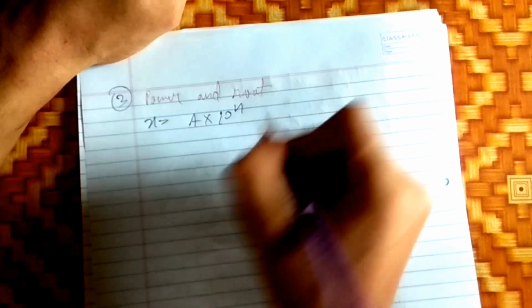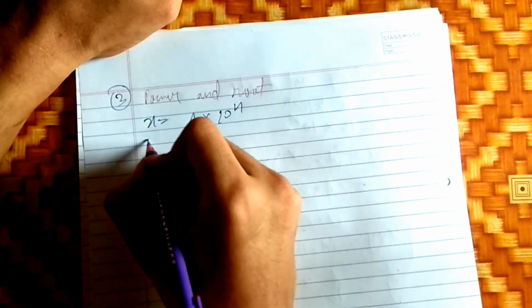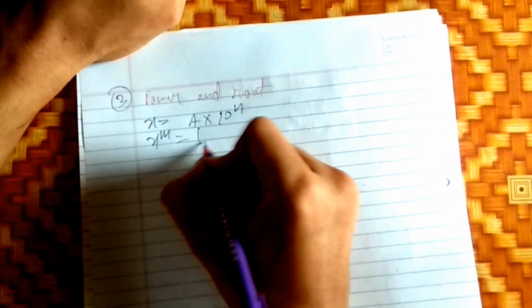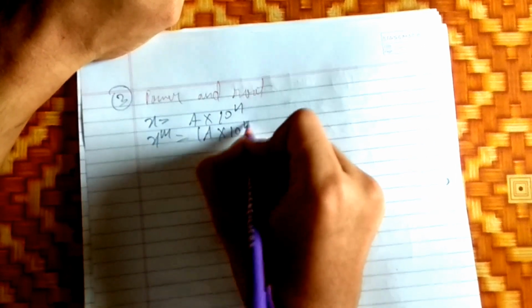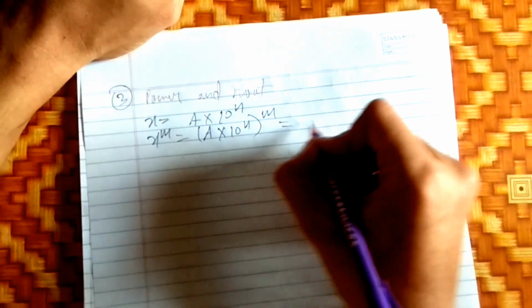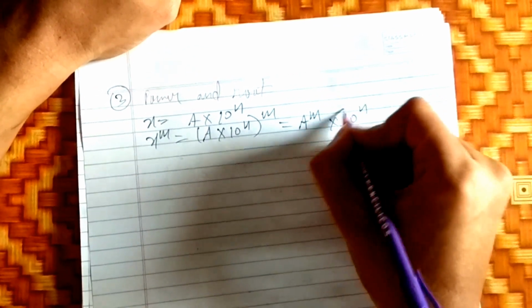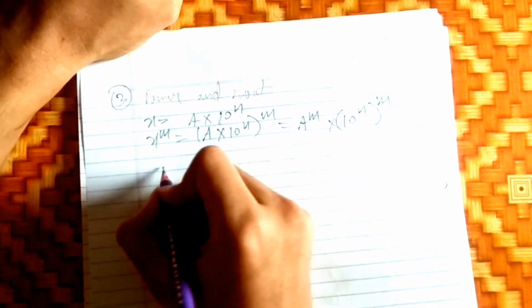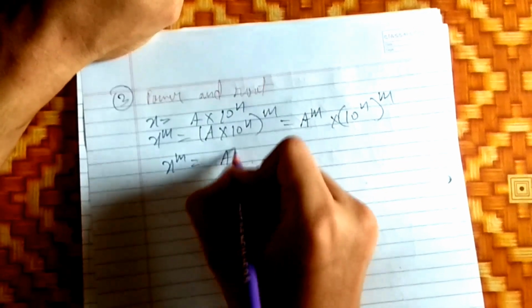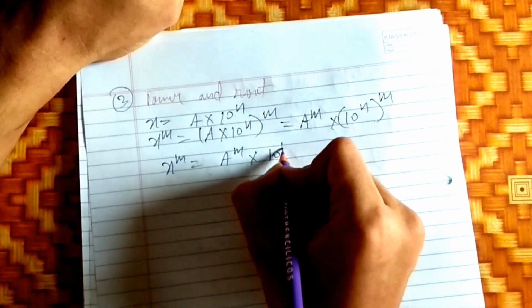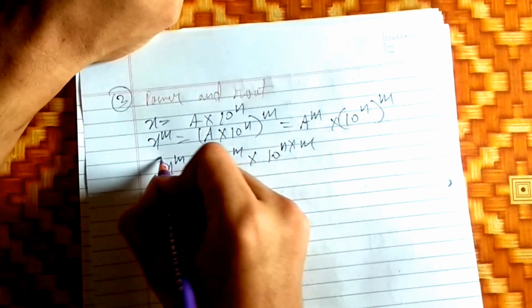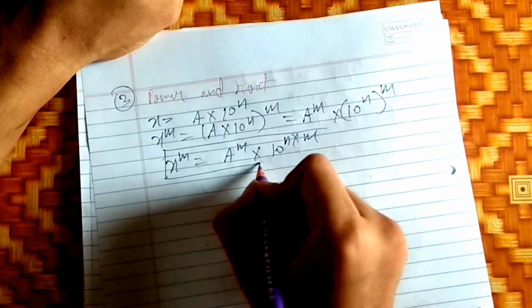So if x is a into 10 to the power n, and if we do x to the power m, then the whole will be a into 10 to the power n, to the power m. Then it will be a to the power m into 10 to the power n to the power m. So x to the power m will be a to the power m into 10 to the power n into m. Okay, simple.